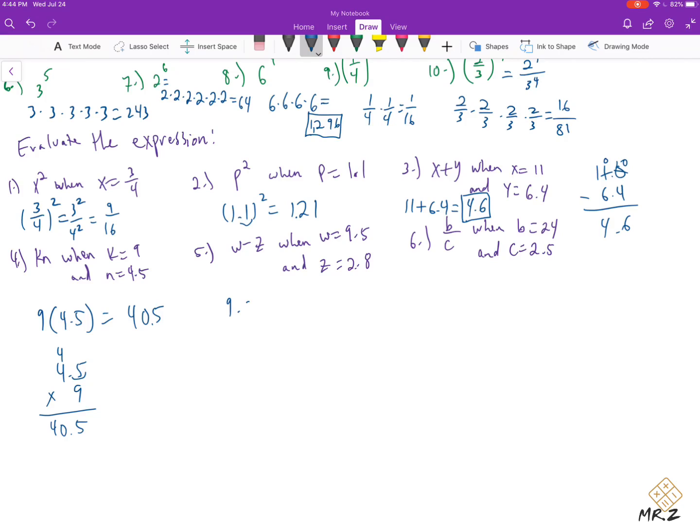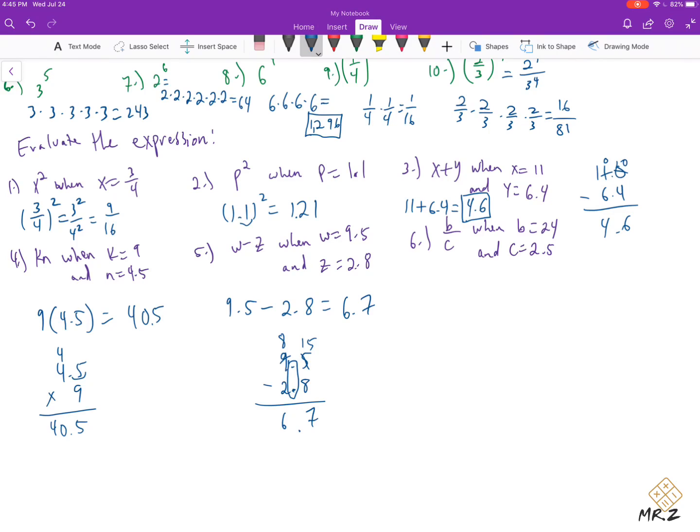Okay. w minus z. w is 9.5 minus z, which is equal to 2.8. Just like before, when you subtract or add decimals, line them up. See how the decimals are lined up here? 5 minus 8, we cannot do that. That's 15. The 9 becomes 8 when we borrow. 15 minus 8 is 7. Drop the decimal, and 8 minus 2 is 6. 6.7.